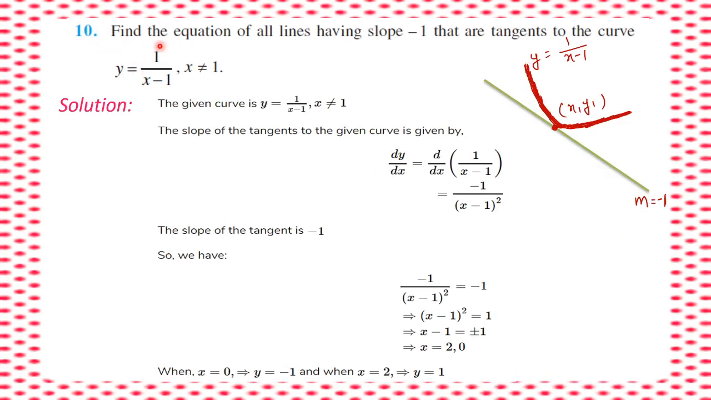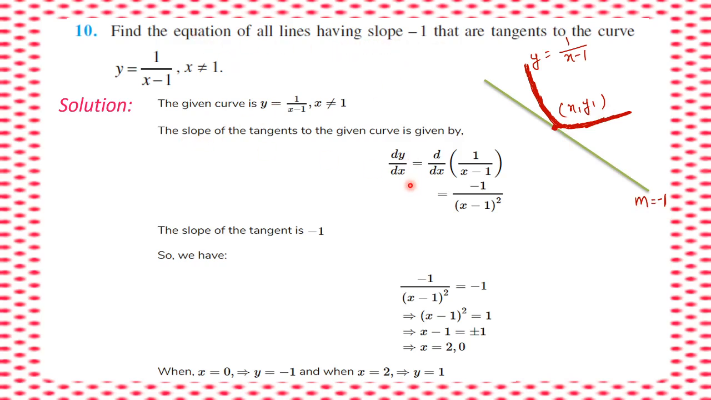Question number 10. Find the equation of all lines having slope minus 1 that are tangent to the curve y equal to 1 upon x minus 1. Let's say this is the given curve y equal to 1 upon x minus 1. We draw a tangent at this point x1, y1, and the slope of this tangent is minus 1. We have to find the equation of all the lines having slope minus 1.